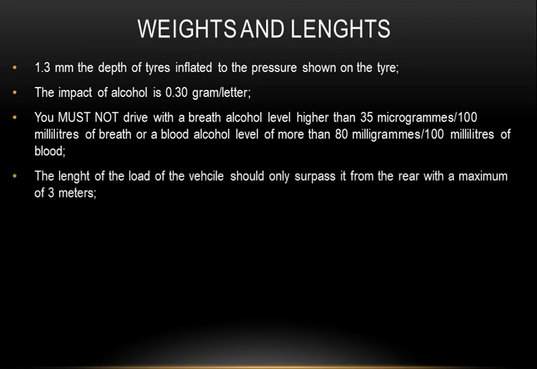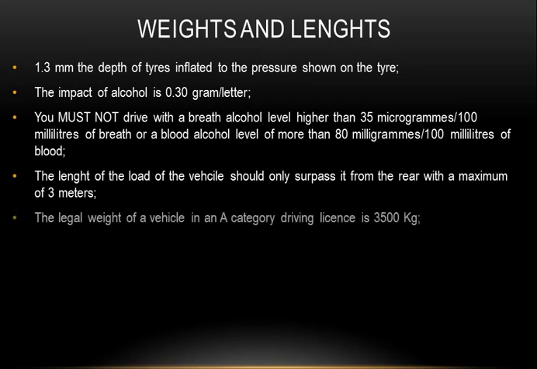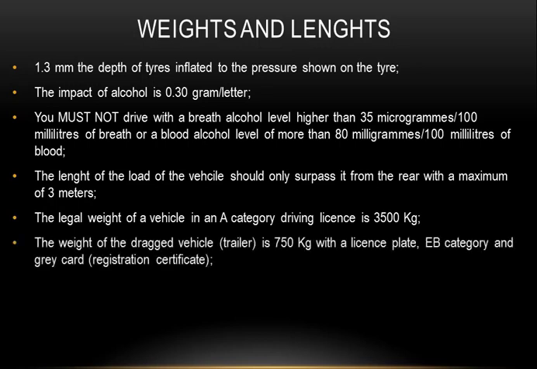And then for the length of a load of the vehicle, we should not surpass it from the rear with a maximum of 3 meters. Then the legal weight of vehicle in A category driver license is 3,500 kilograms. Then the weight of the dragged vehicle or the so-called trailer is 750 kilograms with a license plate and EB category and the gray card, which is also known as registration certificate.